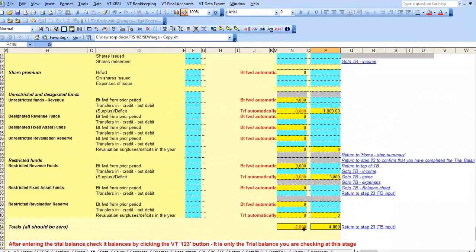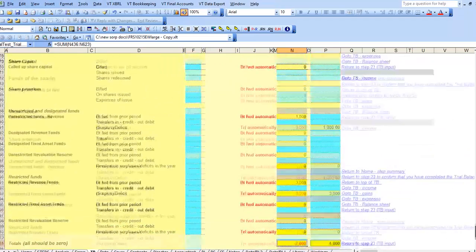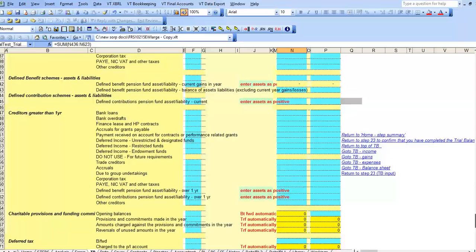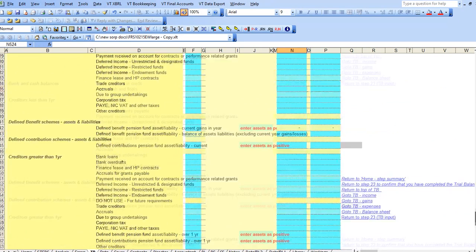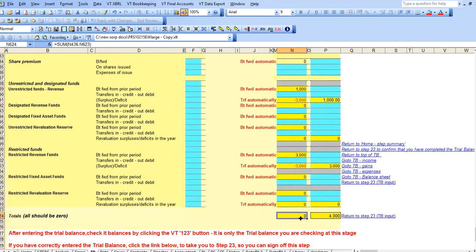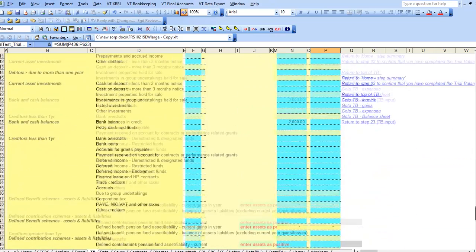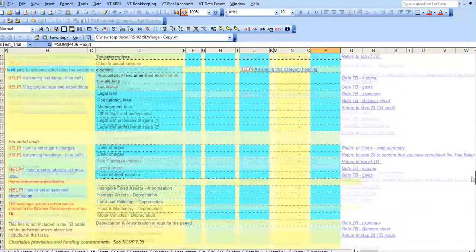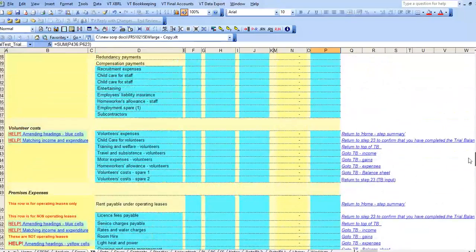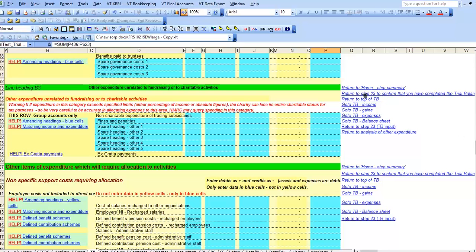Our trial balance at the moment doesn't balance by £2,000 because we haven't put in all the entries that are required to balance it. Let's say we have cash at bank of £2,000. Then the current year balances. We've still got to enter something to balance last year's. So that is the trial balance. You will find that there are links throughout the trial balance to other areas, other steps where you take steps to correct an analysis or give more detail, return to the home, the step summary, and so on. Return to an analysis of other expenditure.